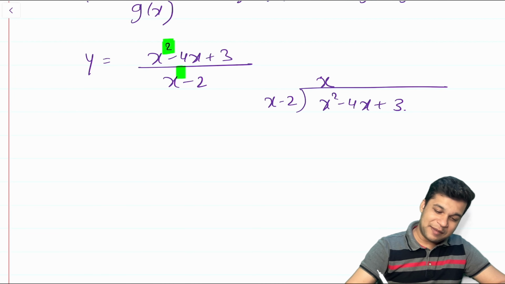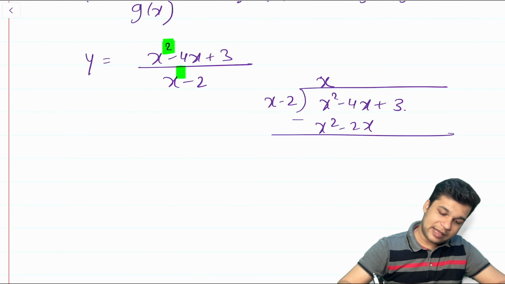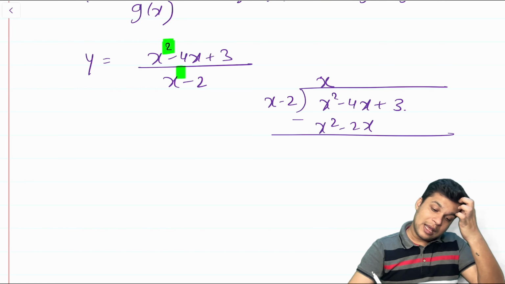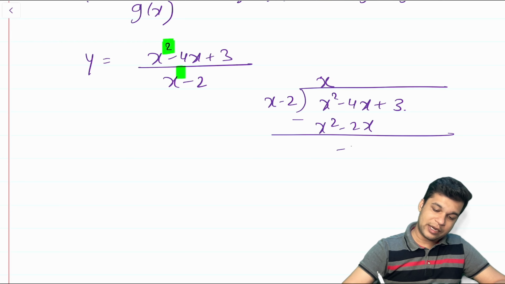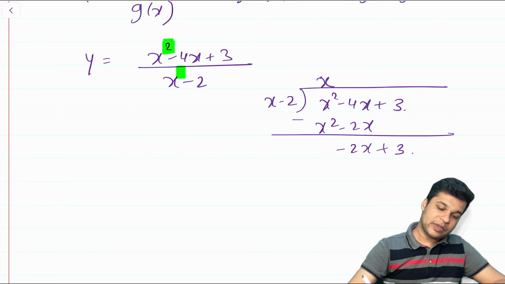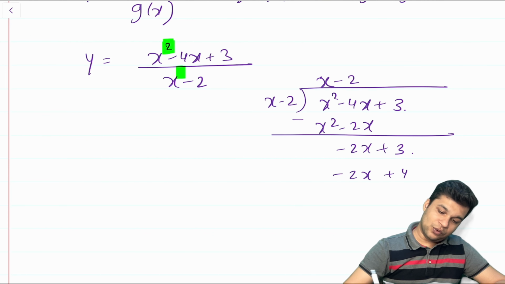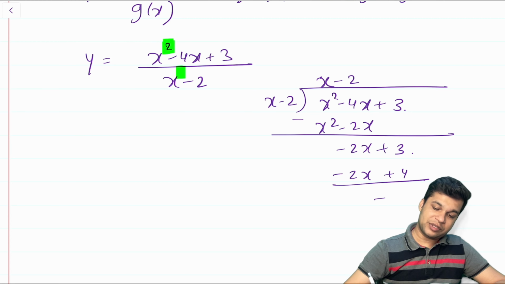So this is x times x, so you get x square. You multiply minus 2 with x, so you get minus 2x. Let us subtract them. So x square minus x square is 0. Minus 4x minus of minus 2x will be minus 4x plus 2x. So you get minus 2x plus 3. And then you multiply by minus 2 here, so you get minus 2x plus 4. And 3 minus 4 is negative 1.